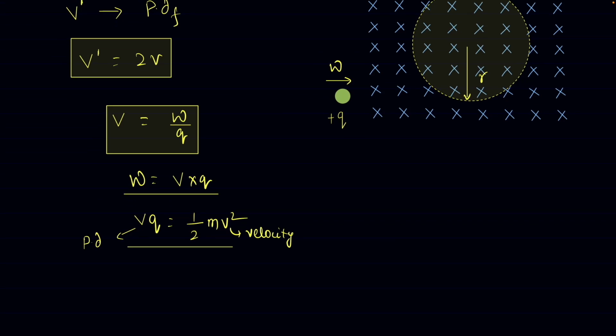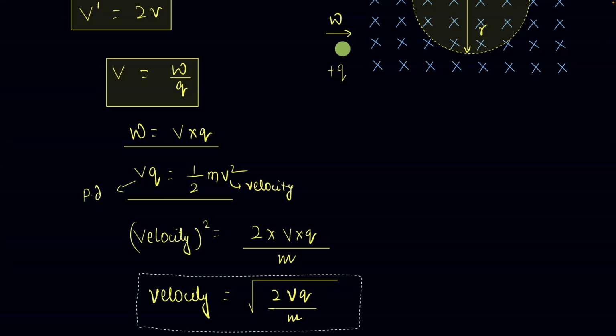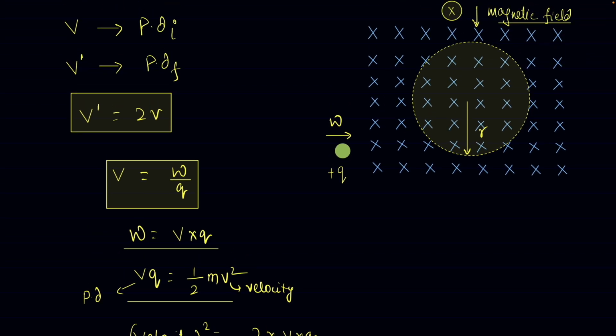So from here, velocity square is equal to 2 into potential difference into charge upon m. So velocity is equal to root of 2Vq by m. We found the velocity, but the question is why we are finding the velocity in this question. Actually we have to find the radius. So why do we have to find the velocity? Because to find the radius we need a velocity formula.